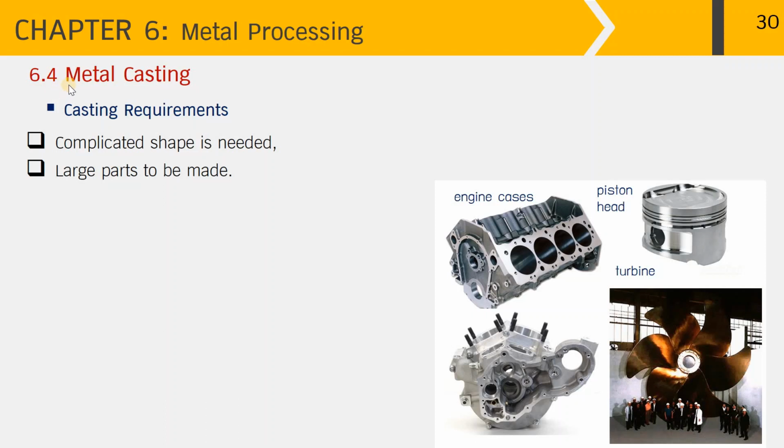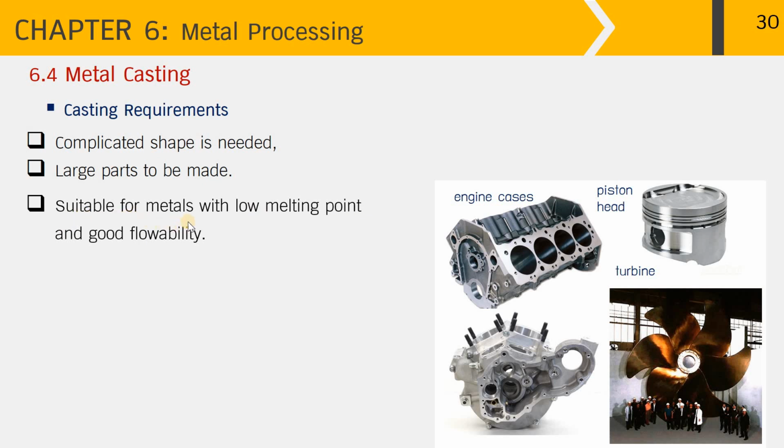Topic 6.4 Metal casting. The picture on your right hand side shows complicated parts, for example the engine cases, the piston head, and a huge turbine, where you can see the people are so small in comparison to the turbine itself. So the casting requirements are, first, when a complicated shape is needed and where a large part is made.